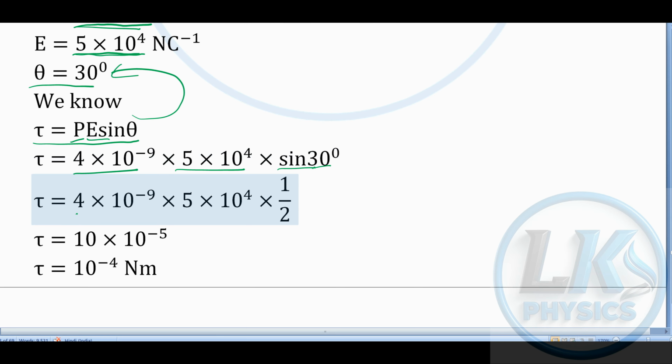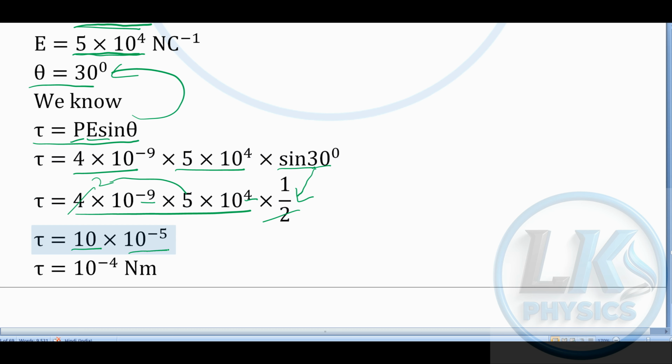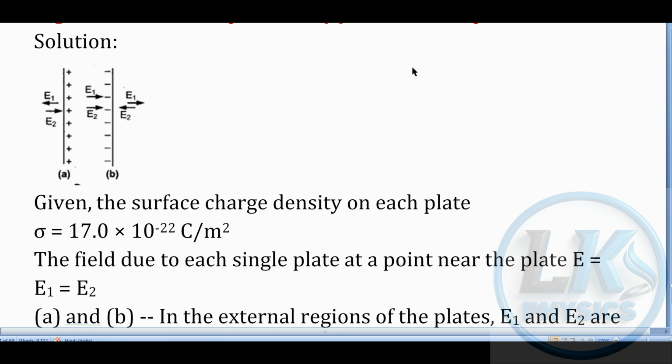Now we copy the above numbers. Here the value of sine 30 is 1 upon 2. Now cancel out: 2 twos are 4, 2 fives are 10, this is 10, minus 9 and 4 becomes 10 raised to power minus 5. Then it becomes tau equal to 10 raised to power minus 4 Newton meter. So these are the important questions from the first chapter.